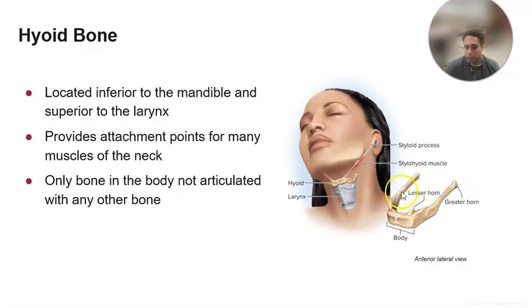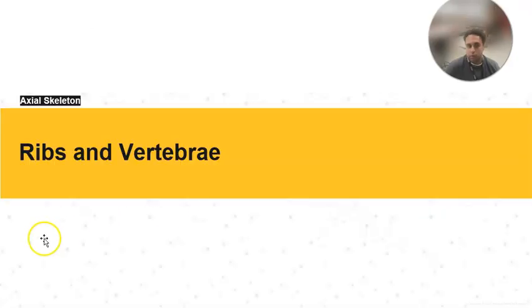It's like a free-floating bone, so it doesn't connect to any other bones, and it provides attachment to many muscles, which we're going to go over when we go over the muscles. There are like 6 different muscles connected to this hyoid bone. Next, we're going to go over the ribs and vertebra, and that would be all with our axial muscles after this.